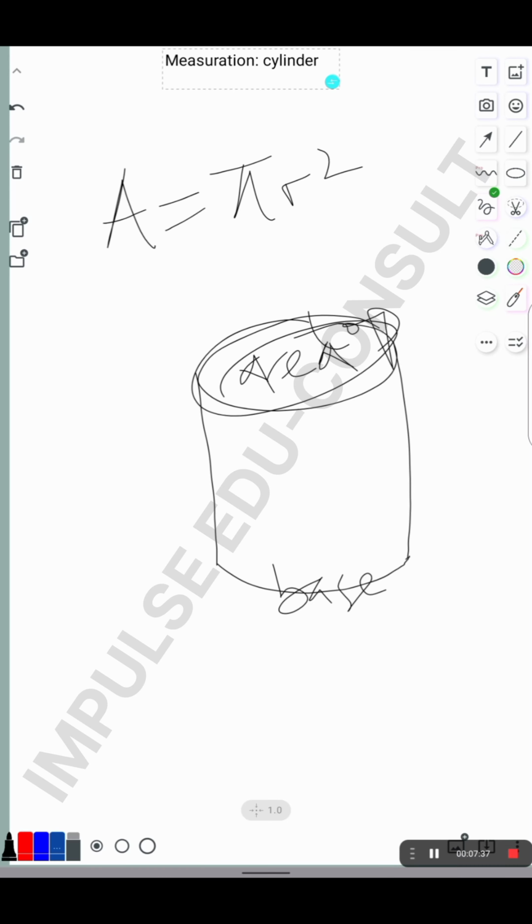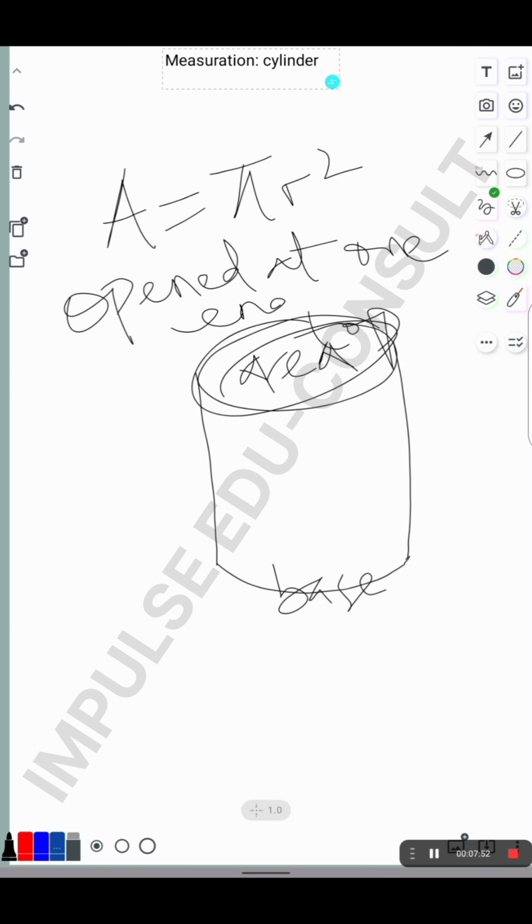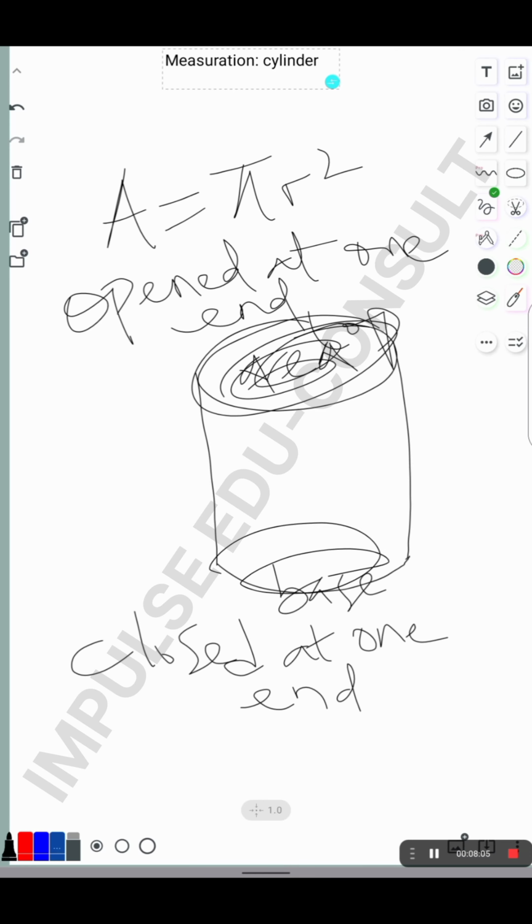Now, to get the area of a cylinder open at one end or closed at one end, it is still the same formula. Open at one end or closed at one end gives you the same formula. Either this place is open and this place is closed, or this place is closed and this place is open. One end is open and one end is closed. We are good to go.